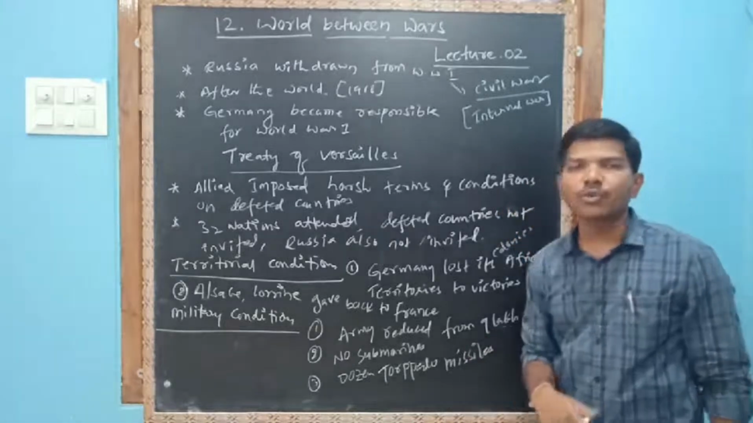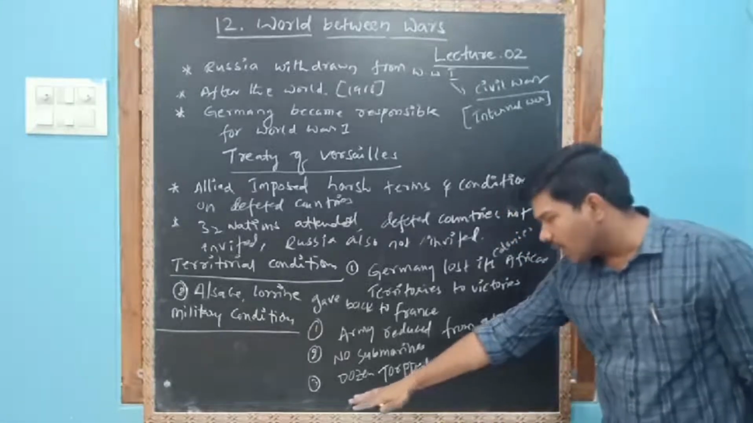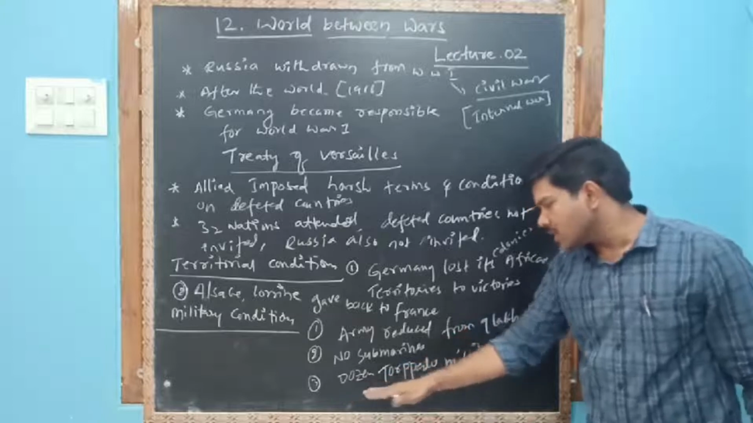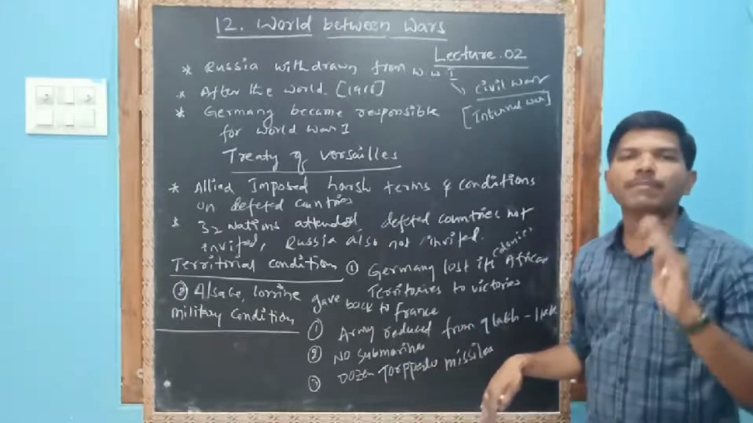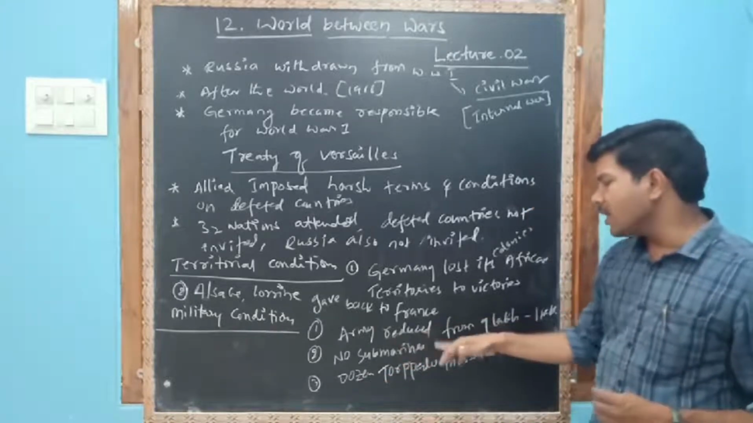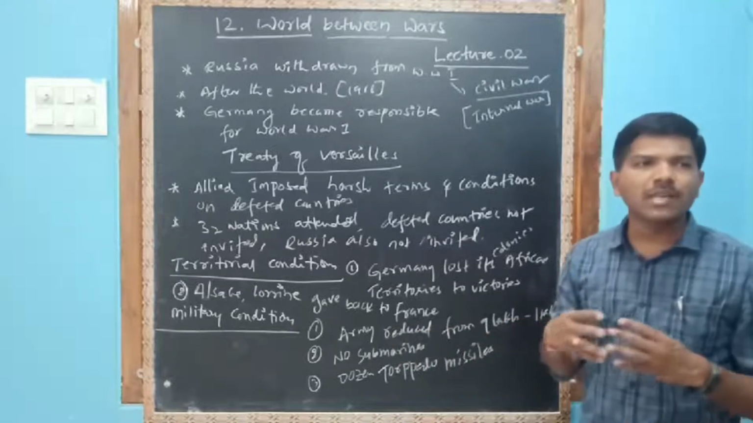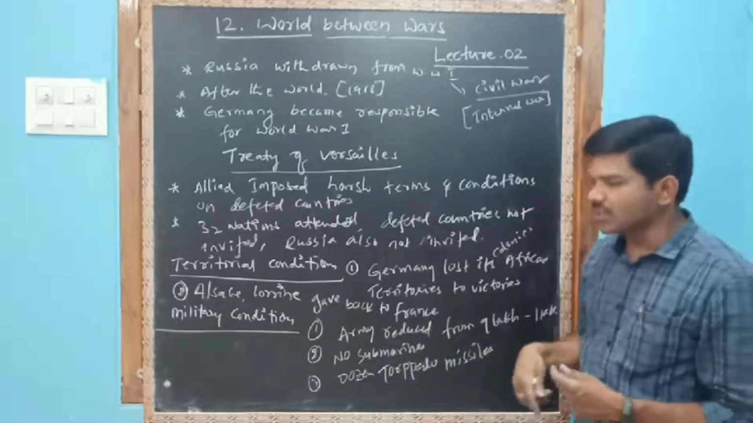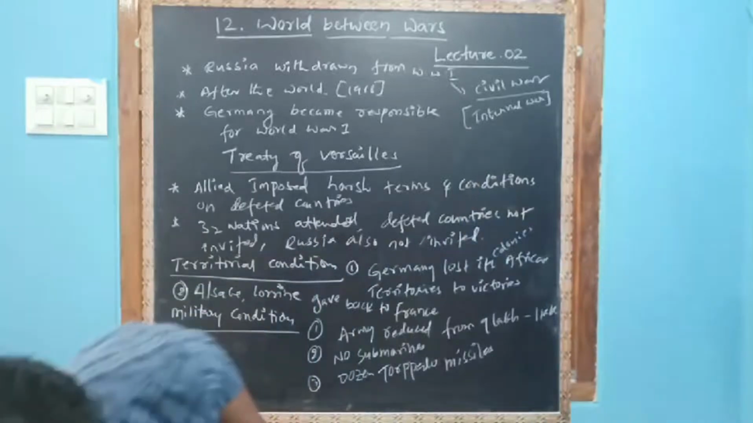They restricted it to 12, or a dozen, torpedo missiles, and no submarines were to be held, and the army was reduced from 9 lakh to 1 lakh. So these are a few of the military sanctions. And let us see certain economic sanctions also.